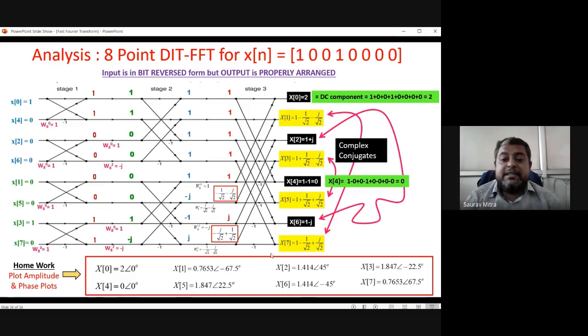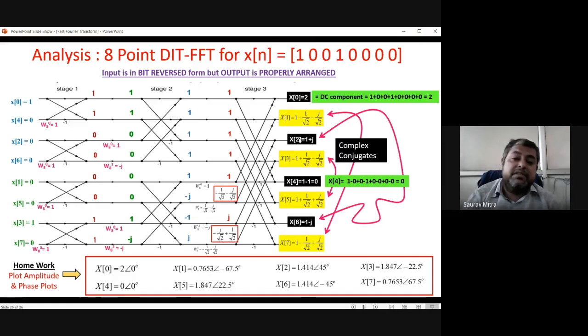And x1 and x7, they are complex conjugate. So if x1 is 0.7653, x7 also will be 0.7653. Only difference will come in angle, because amplitude is an even spectrum and angle is an odd spectrum. Odd spectrum means x1 and x7 will be in opposite sign. So x1 is minus 67.5, x7 will be plus 67.5, whereas amplitude for them are the same, 0.7653.